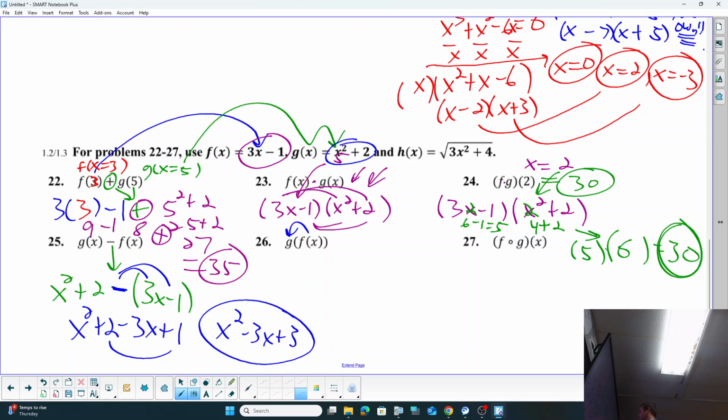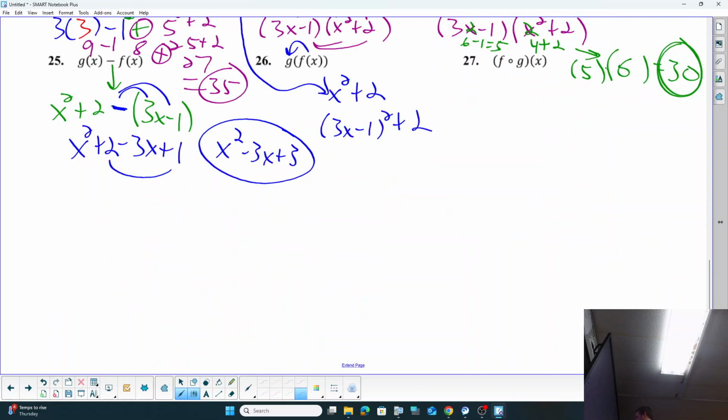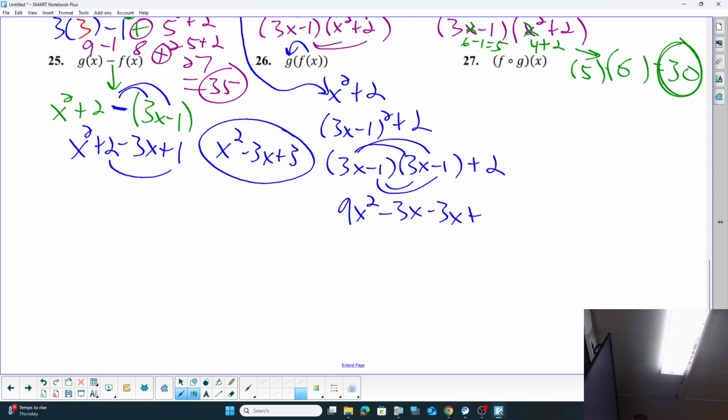So don't forget, g of f of x: take f and plug it into g. So g is x squared plus 2, and you're taking f, which is 3x minus 1, and plugging it in there. So that's going to be 3x minus 1 all squared, which is the same as 3x minus 1 times 3x minus 1. I'll let you finish that one on your own. You've got to FOIL it. So 3x times 3x is 9x squared. 3x times negative 1 is negative 3x. Negative 1 times 3x is negative 3x. Negative 1 times negative 1 is a positive 1, plus 2. Don't forget to bring the plus 2 down. Plus 3, negative 6x, 9x squared, bada bing, bada boom!